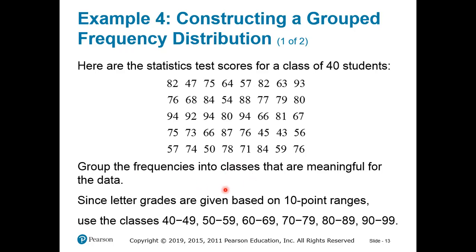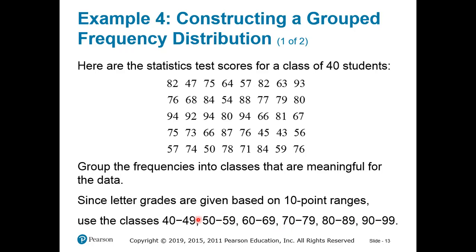Okay? Now, since letter grades are given by a 10-point range, let's use that for our classes. Now this typically isn't the way we do it, but in this context, it's fine. So let's do 40 to 49, 50 to 59, 60 to 69, 70 to 79, 80 to 89, and 90 to 99. Now notice that the class widths are 10.